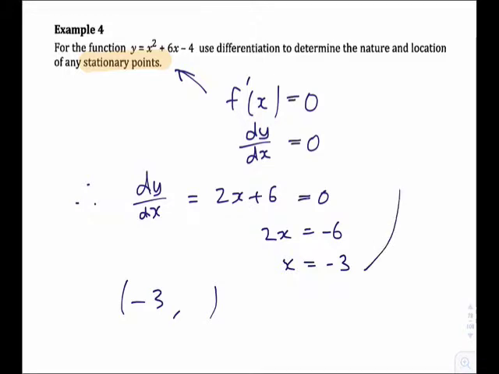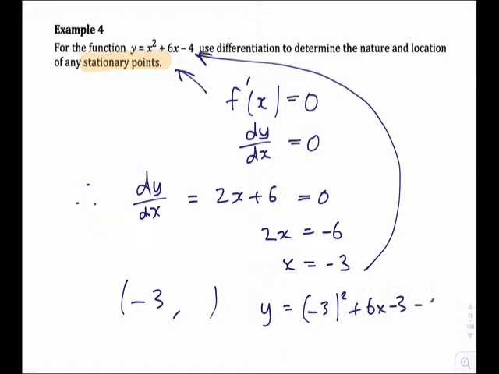To find our y value, we need to substitute that value of x back into the original equation. So the y value is negative 3 squared plus 6 times negative 3 take off 4. So you could do this on your calculator. Just be really careful about it. 9 minus 18 minus 4 is negative 13. So there's my answer to that one. The stationary point is (negative 3, negative 13).